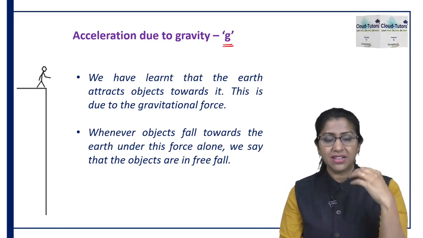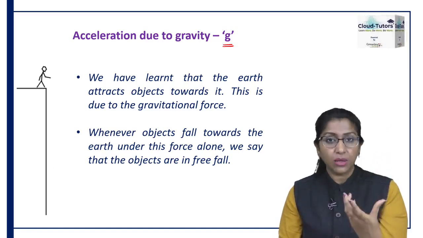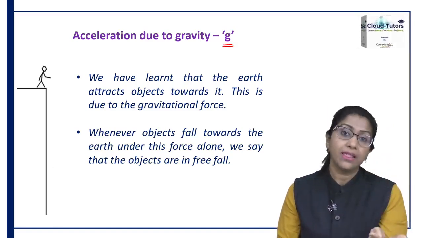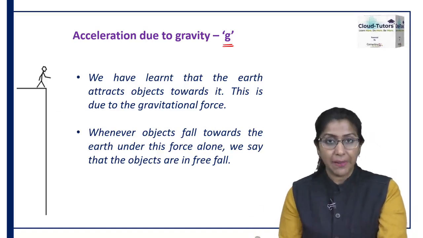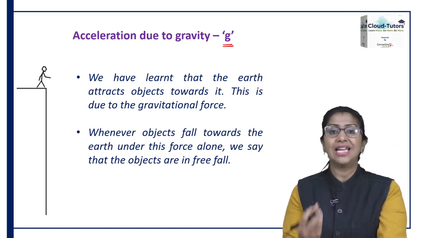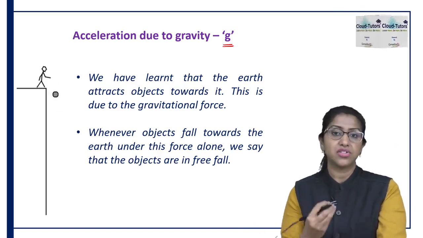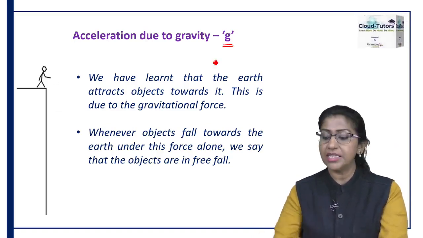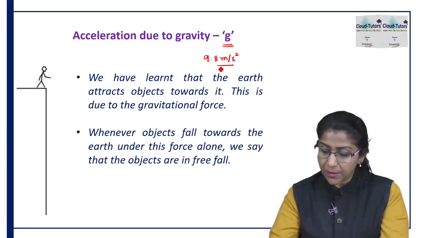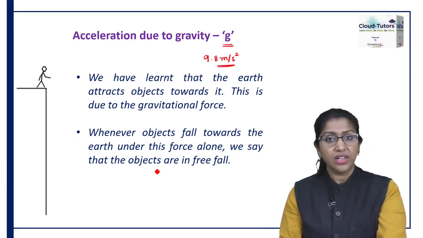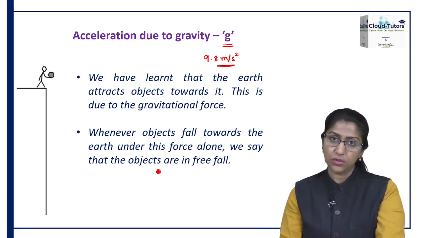So the acceleration due to gravity is a vector quantity. It changes with the places. It does not remain constant all over the planet. It is just that we take the average value of acceleration due to gravity as 9.8 meters per second square, right? So this is a vector quantity and it varies from place to place.